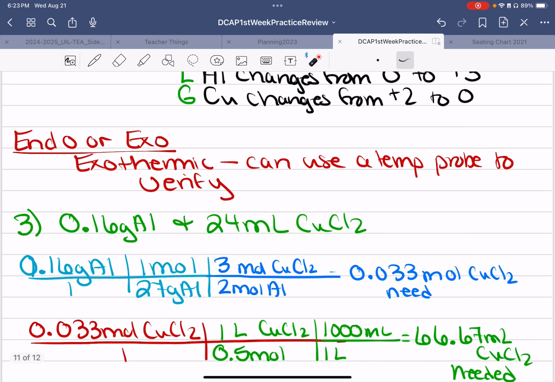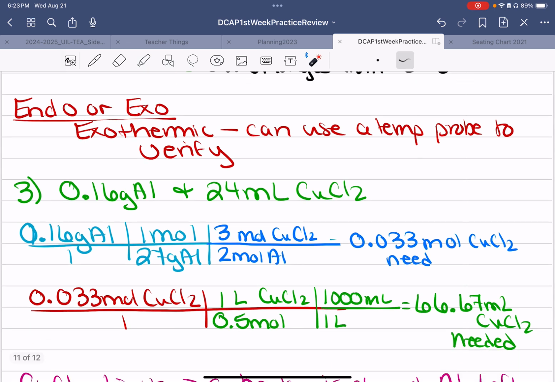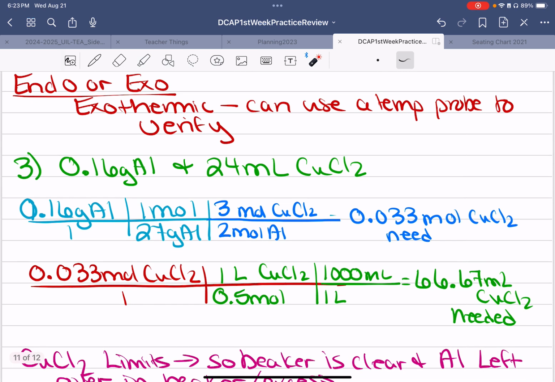All right, question 3 is asking you about a group that had 0.16 grams of aluminum and 24 milliliters of 0.1 molar copper chloride. Ooh, I just made a mistake. It asks what the limiting reagent is, so I'll let you fix my mistake. It says 0.1 molar, so you will need to fix this right here. Instead of 0.5, you need to put in 0.1 and recalculate. Find out if copper chloride is still our limiting reagent, but do fix that one.